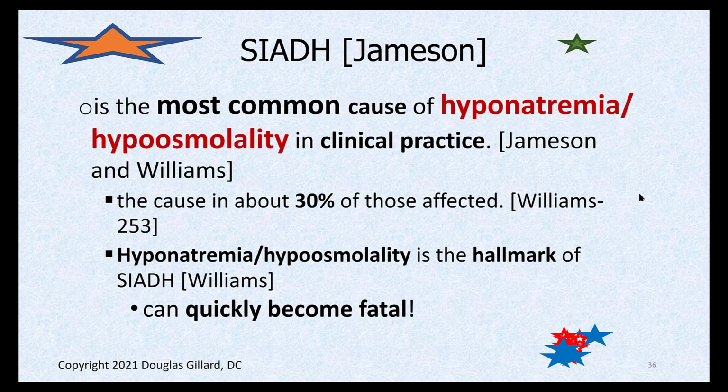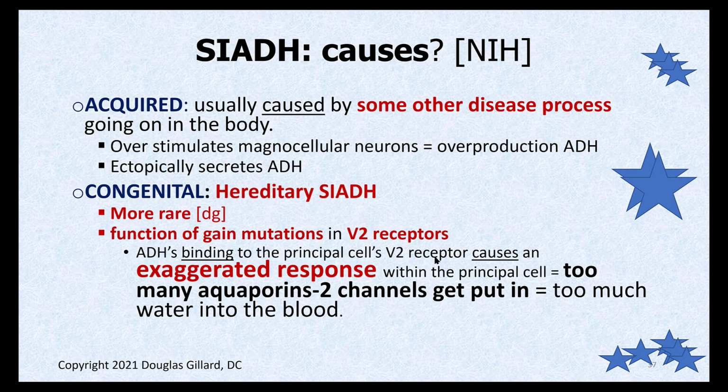In fact, Jameson and Williams agree that the most common cause of hyponatremia in a human is this SIADH. And it's the cause in about 1/3 of the patients who are diagnosed with hyponatremia. So that's the hallmark of SIADH. Okay. And yeah, it can quickly become fatal, as we'll see.